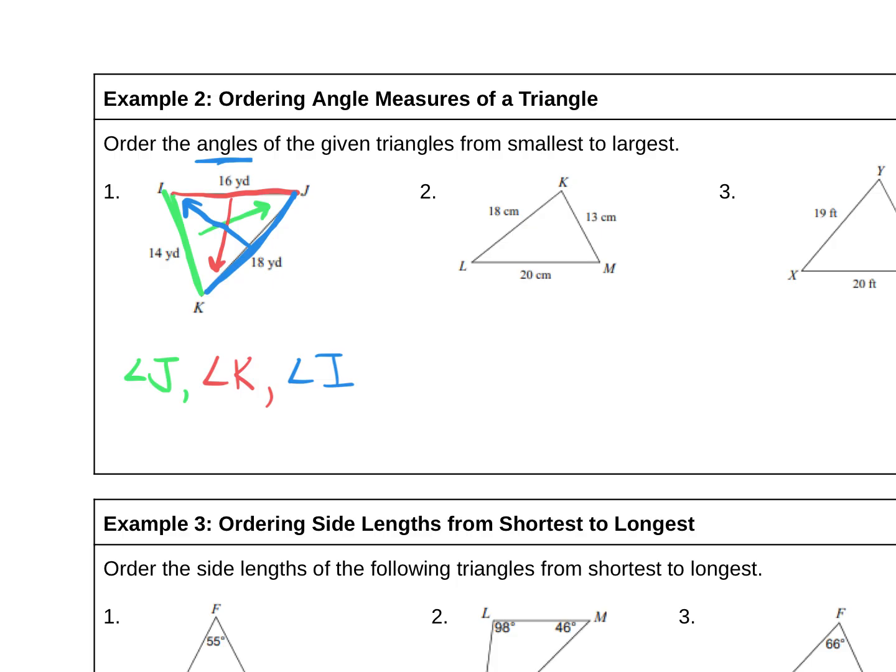We're going to go to the smallest angle, which is going to be across from the smallest side. So we would say angle L. Then we're going to go to the next biggest side, which is 18. Across from that is angle M. And then we go to the final side, which is 20. Across from that is angle K.